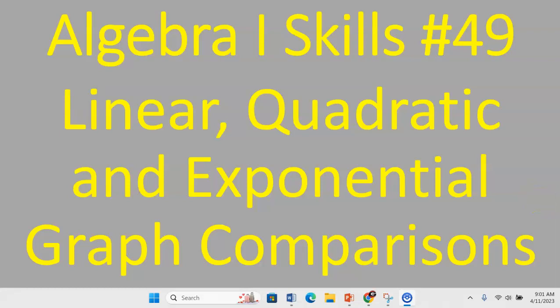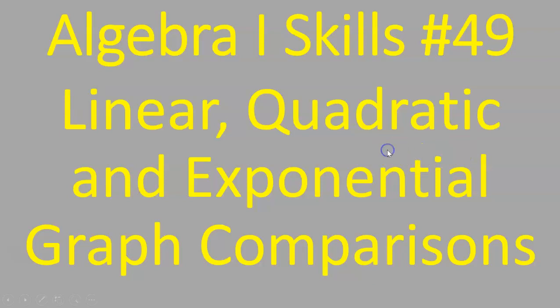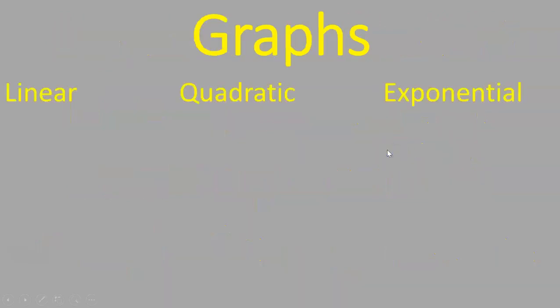Algebra 1 skills number 49, linear, quadratic, and exponential graph comparison. A lot of this will be a review from things that we've seen in earlier slideshows, but it sort of mixes them all up and lets you compare those. So first take a look at the various pictures.